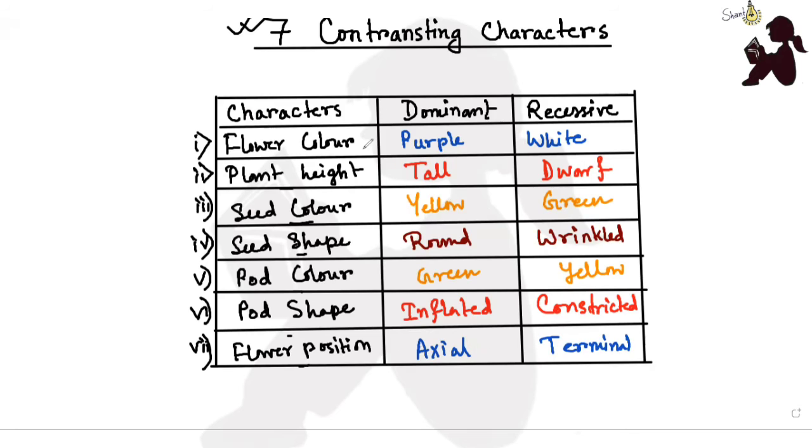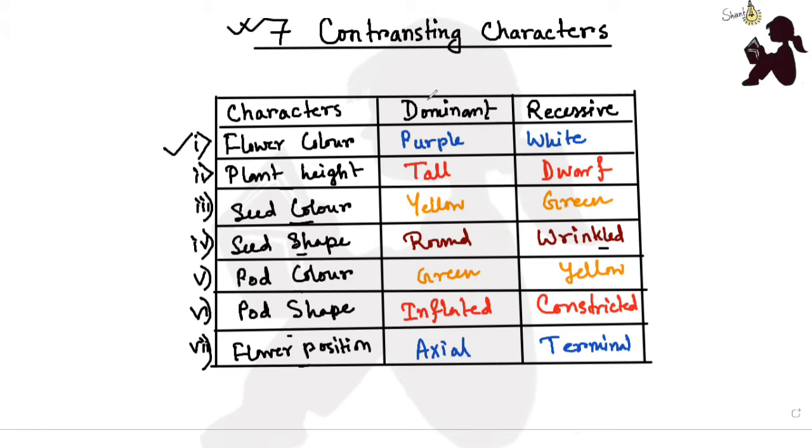Then Mendel selected a total of 7 contrasting characters for his experiment. Here, number 1 is flower color, where he selected purple and white flower color, then plant height, tall or dwarf or short, then seed color, yellow and green, then seed shape, round and wrinkled, then pod color, green and yellow, pod shape, inflated and constricted, and flower position, axial and terminal.